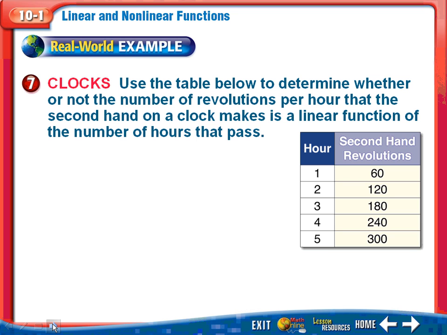Here is a real-world example. Use the table below to determine whether or not the number of revolutions per hour that the second hand on a clock makes is a linear function of the number of hours that passes. So we want to find the change in our y's and the change in our x's and figure out if that is, in fact, a common ratio.